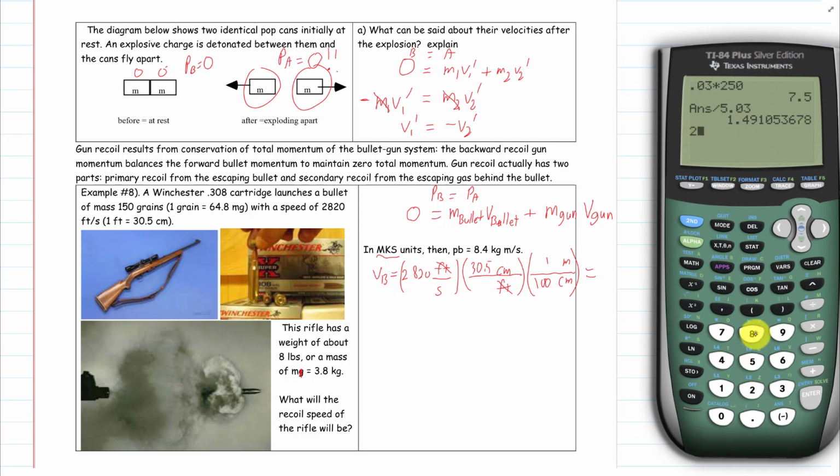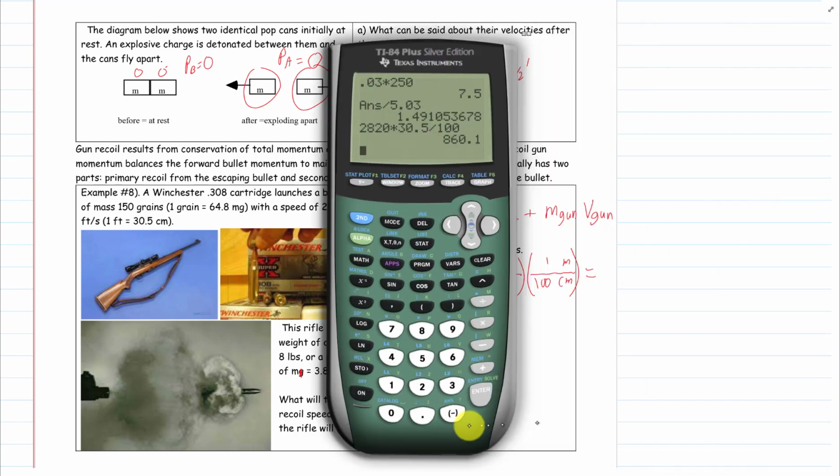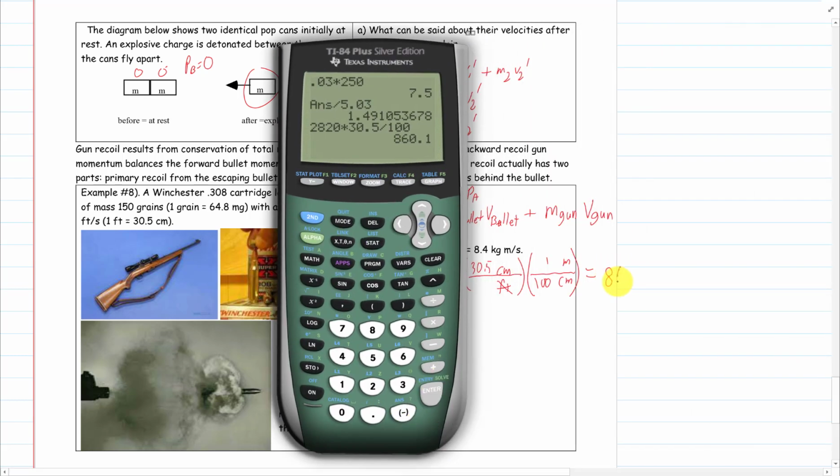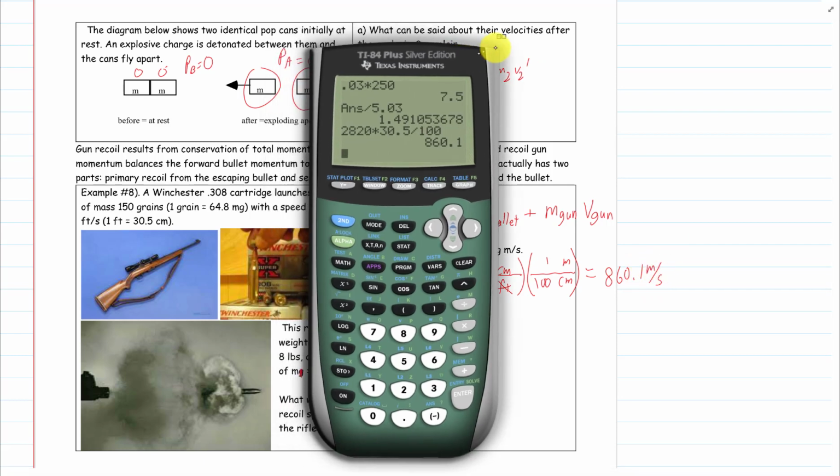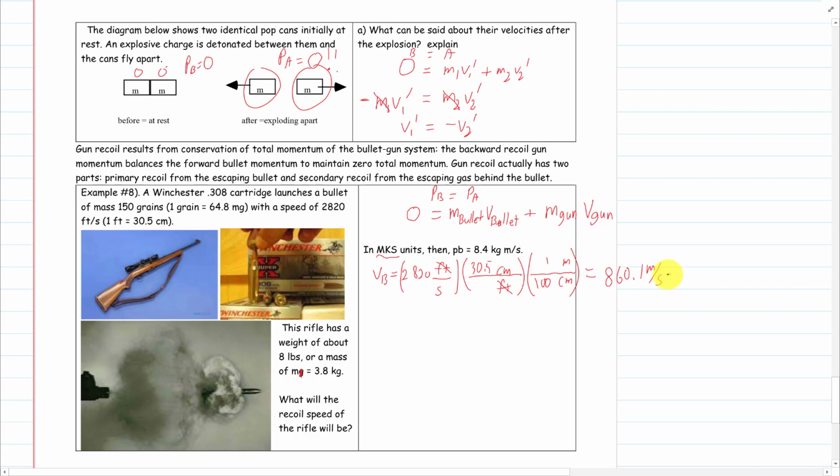So let's take this 2820, multiply it by 30.5, and divide it by the 100, and we get 860.1. Ooh, 860.1 meters per second. That's more than 2 times the speed of sound. The speed of sound is about 330 or 320, depending on conditions. So yeah, definitely you won't hear that bullet coming. You'll hear it after.